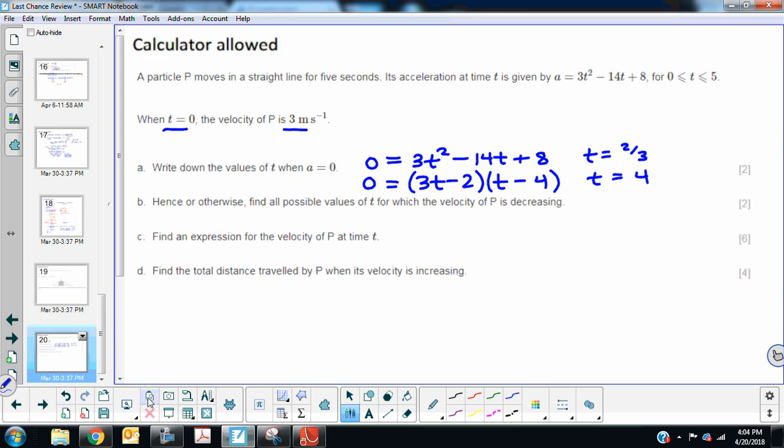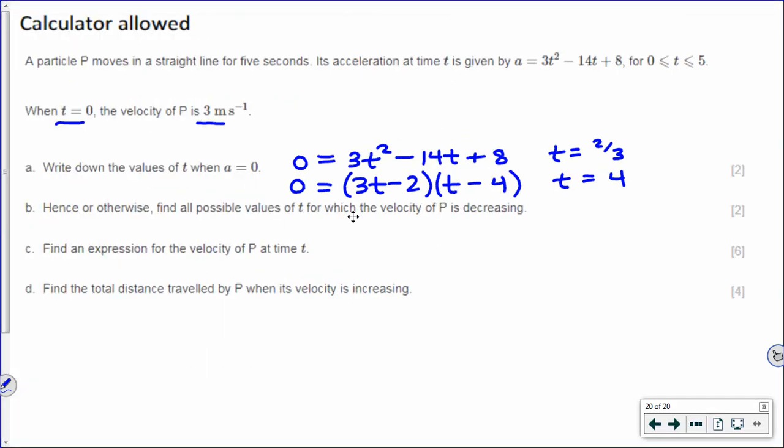So we're ready to just answer the question, as long as we express it correctly as an interval, that the velocity must be decreasing when time is between 2/3 and 4, and not equal to, because at the points 2/3 and 4, the velocity or the acceleration is equal to 0. It's not negative. All right, so that's A and B.